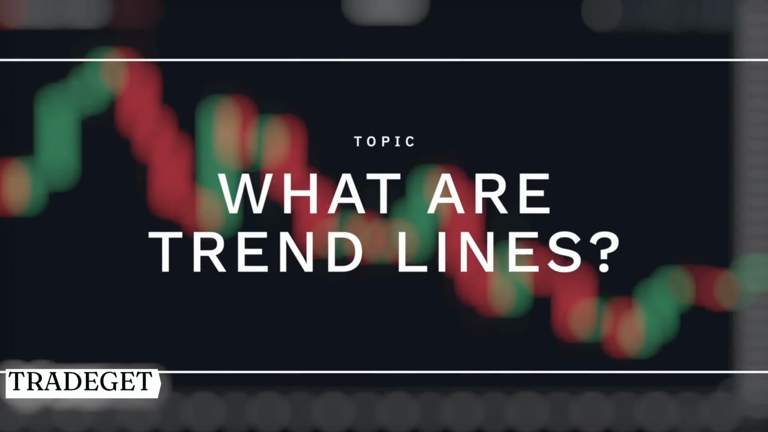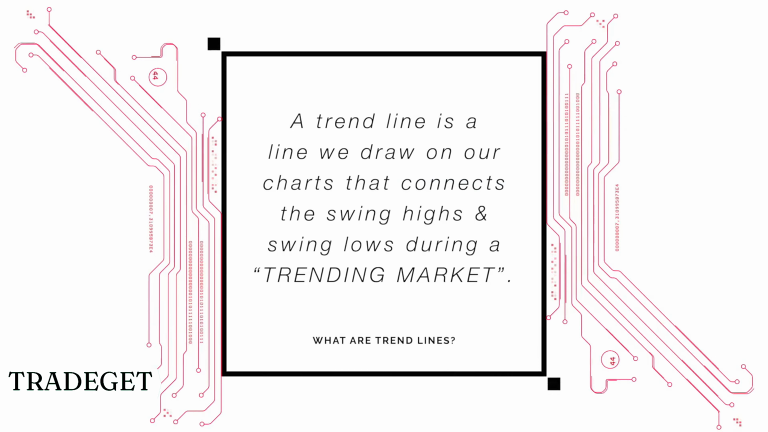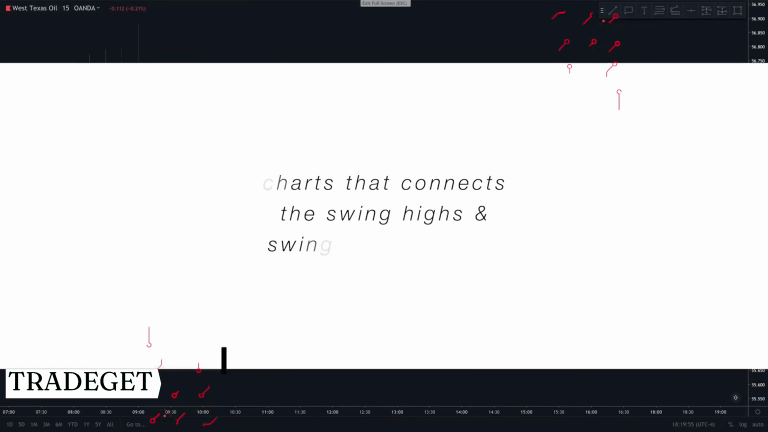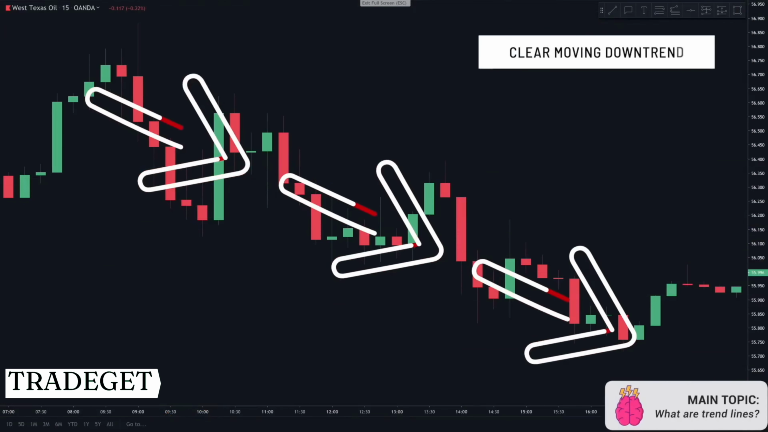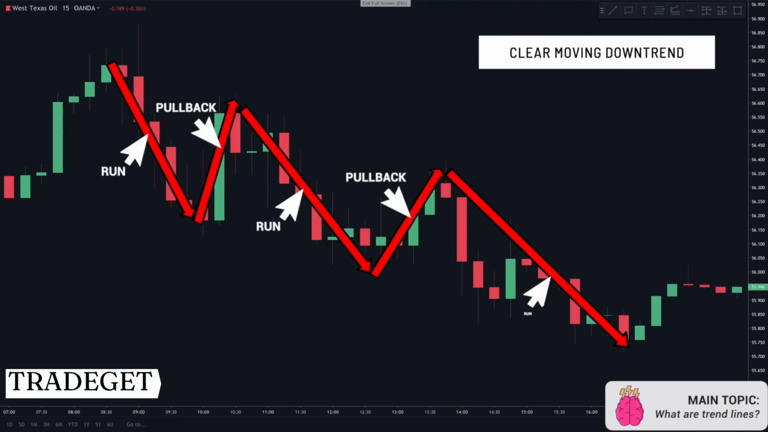What are trend lines? A trend line is a line we draw on our charts that connects the swing highs and swing lows during a trending market. So here we have a clear downtrend. We have a run, a pullback, a run, a pullback, and a run.